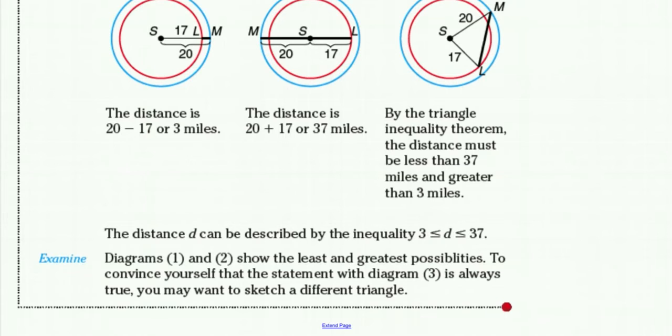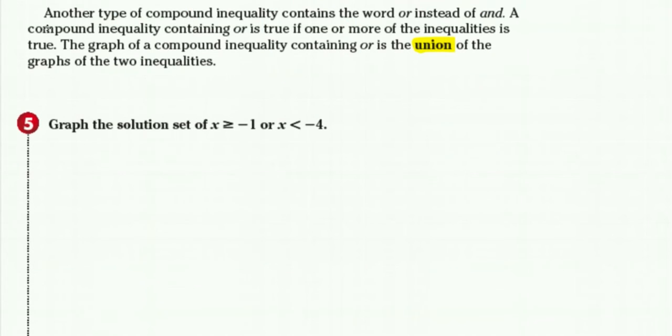Moving on to example number 5. Another type of compound inequality contains the word "or" instead of "and." A compound inequality containing "or" is true if one or more of the inequalities is true. Remember, the word "and" means that both inequalities should be true for the compound inequality to be true.